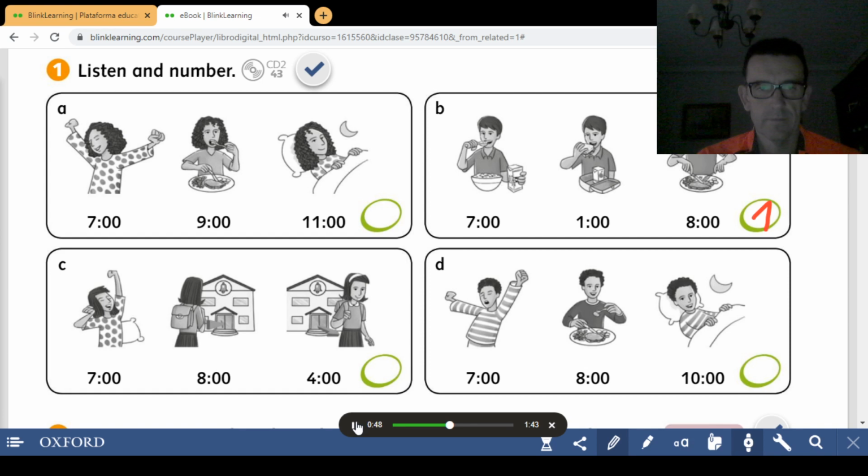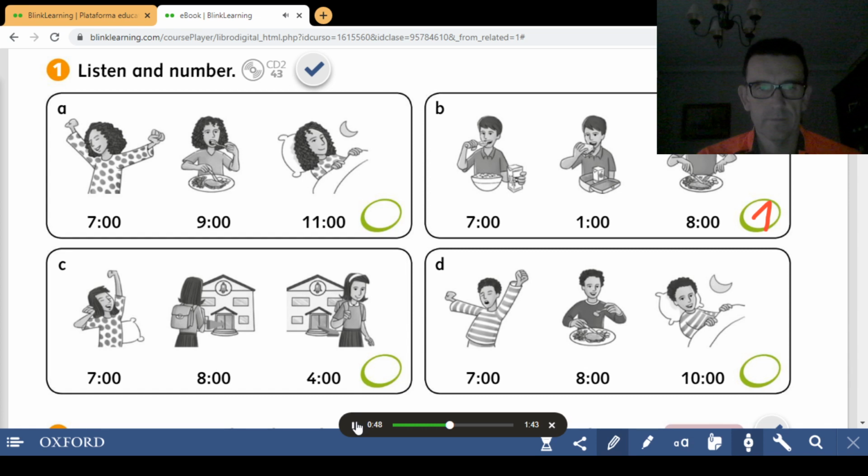So the number 2 is A. Yeah, this is the number 2. Now we go on. We have the letter C or D. Try to guess which one is the next.